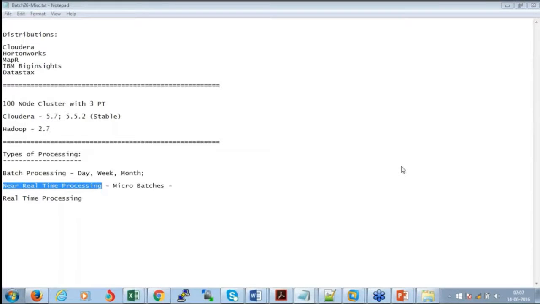What could be the actual difference between distributions when we analyze the data? Like I told, at the end of the day, any of the distributions use only Hadoop. So Hadoop remains the same across distributions. You may not find much difference across the distributions when you are analyzing the data. I would say majorly you won't find any difference.